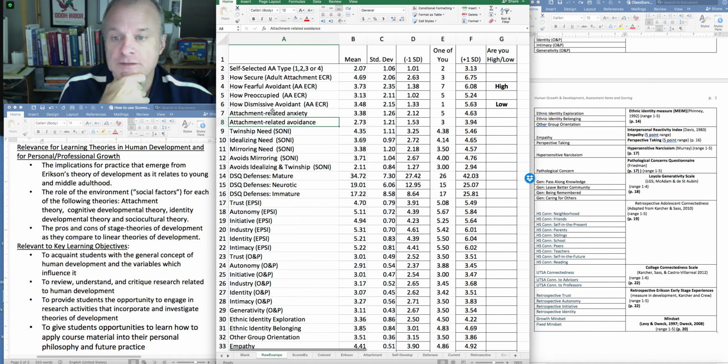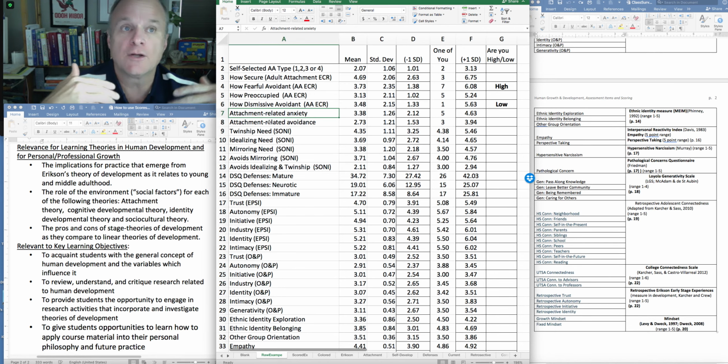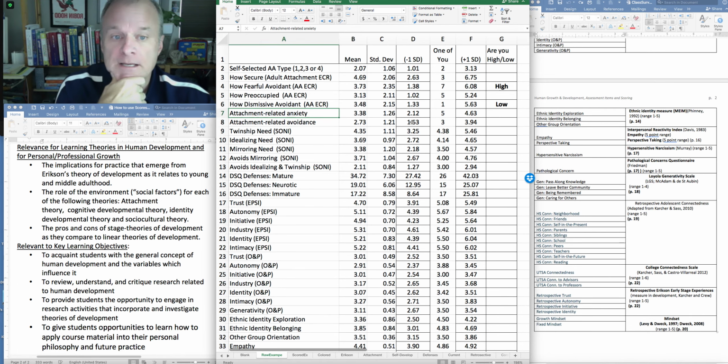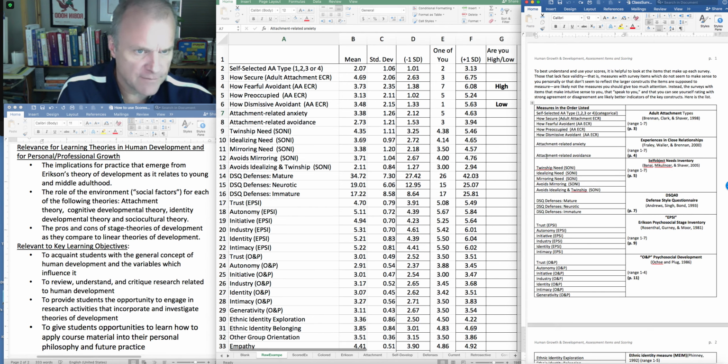There's 2 more measures of attachment here, and what you'll see in this list is a number of measures of the same constructs, so you can get a sense of how consistently you were scored in a category. So here we see, in terms of attachment-related anxiety, and you think, well, what is that? Well, remember, you can go over to this list and you can find it. Attachment-related anxiety is described on page 4.